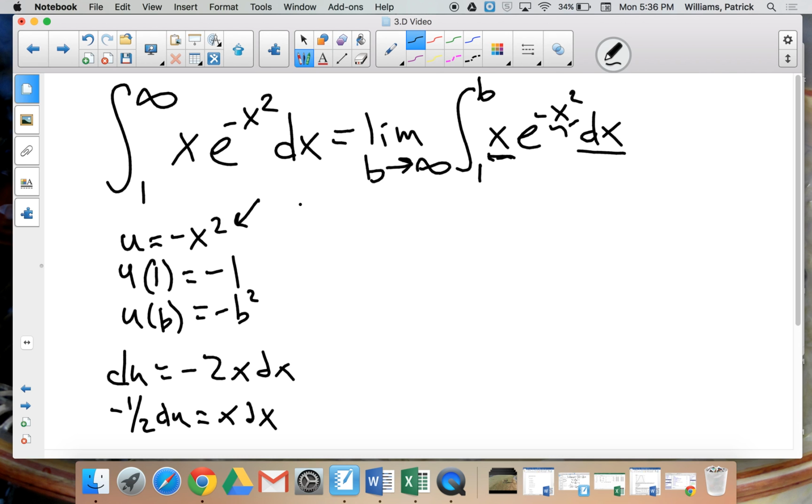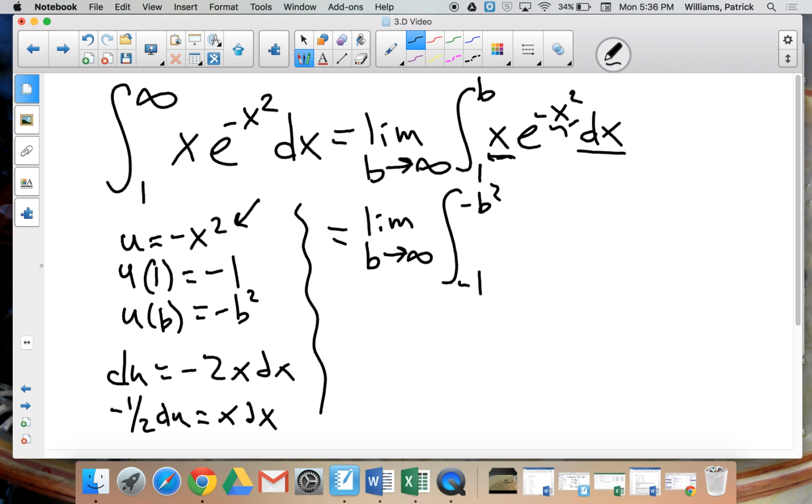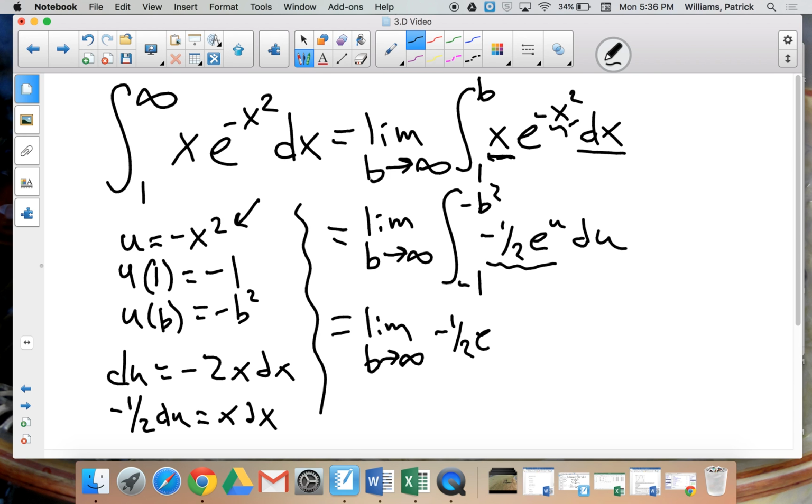So if we go ahead and replace this, we get the limit as b goes to infinity of now the integral from negative 1 to negative b squared of negative 1/2 e to the u du. And that's a nice little simple integral to solve. That's not that bad, right? So if we solve this, we'll get the limit as b goes to infinity, and the integral of negative 1/2 e to the u du is just going to be negative 1/2 e to the u, sorry, no du. But this will be from negative 1 to negative b squared.